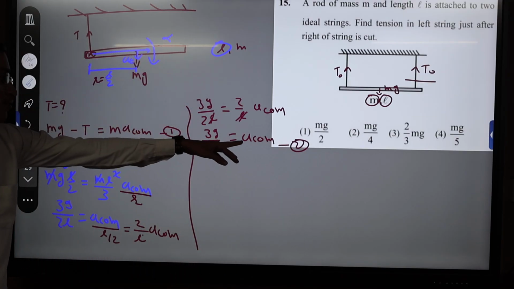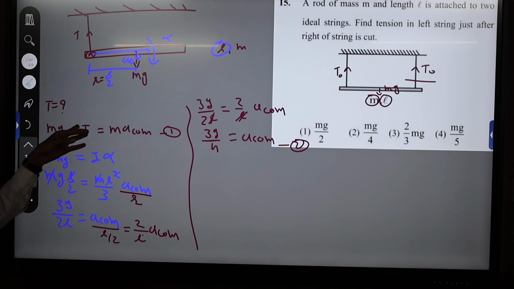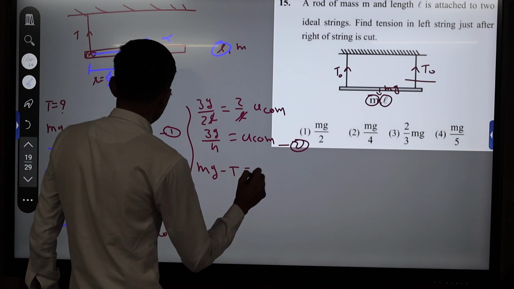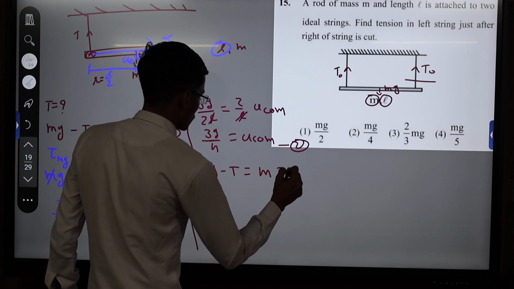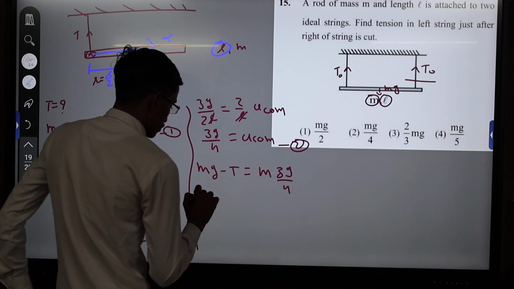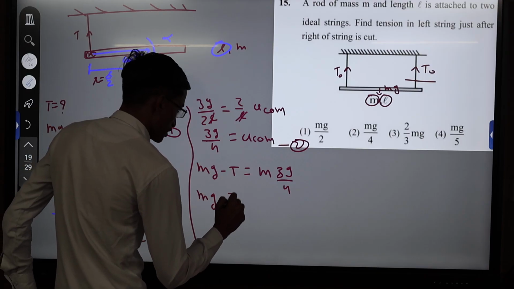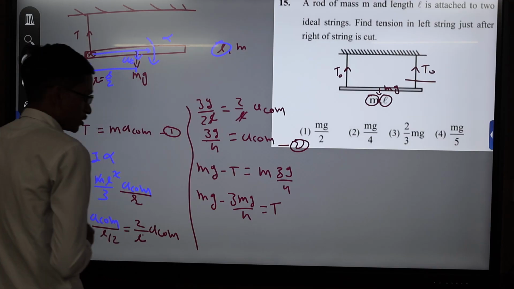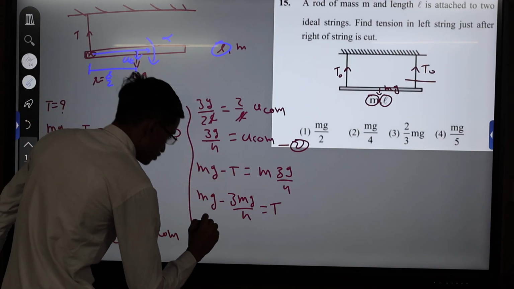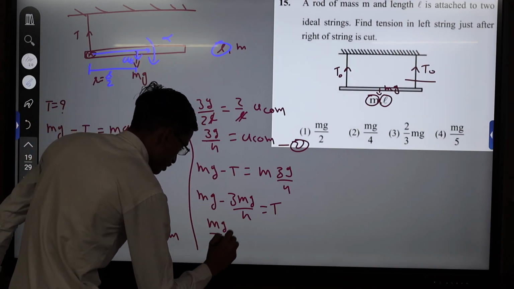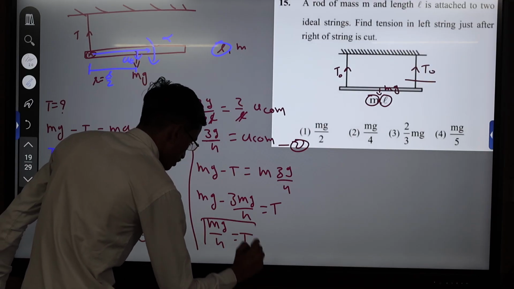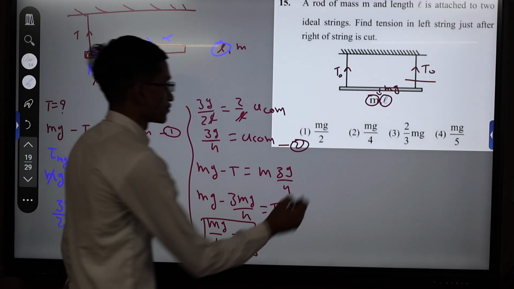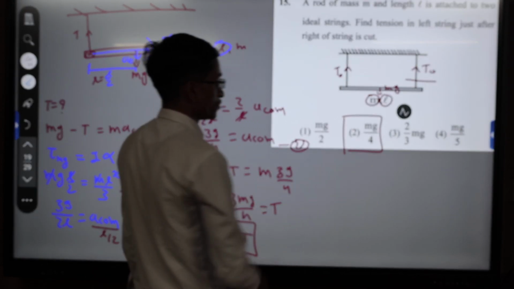Now put the value of a com in equation 1 and solve for T. So mg minus T is equal to m into a com, which is 3g by 4. So mg minus 3mg by 4 is equal to T. Simplifying, 4 minus 3 is mg by 4, equal to tension. So this is our new tension, mg by 4. Answer number 2.